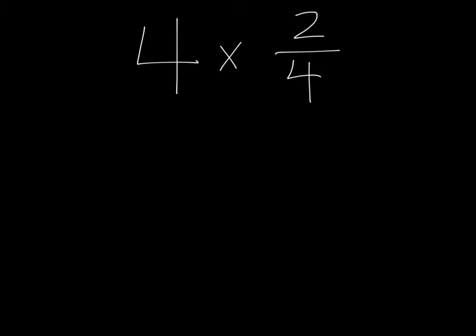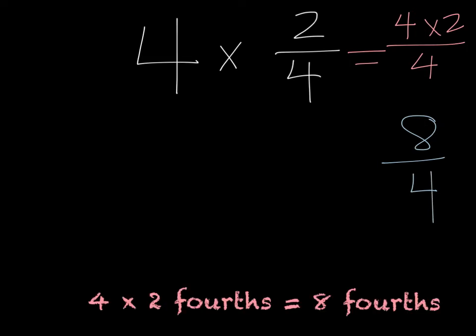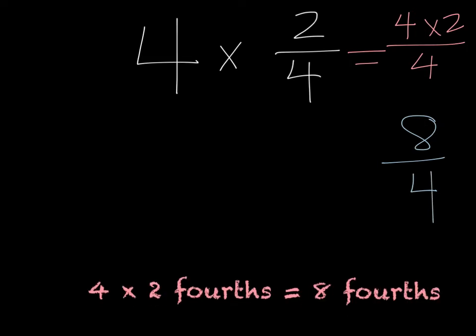The next problem is 4 times 2/4. So we know that we have to take our whole number times our numerator and that our denominator will stay the same. So we will have 4 times 2 over 4. So we know 4 times 2 is 8 and our denominator is 4. So we can say that 4 times 2/4 equals 8/4.